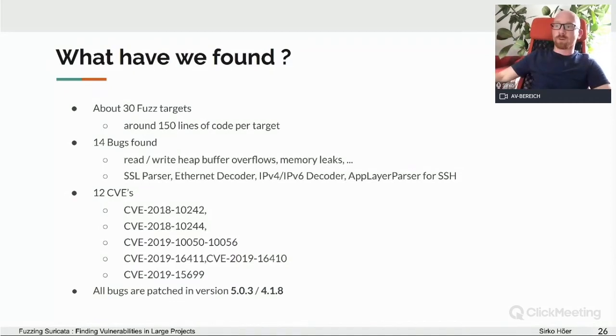What did we find? In total, we found about 14 bugs in a time period of 1 year. 12 of these 14 bugs are security related and correspond to a CVE number, and all bugs are patched in the current version. Most of these bugs are heap buffer overflows and memory leaks. One of the biggest issues was in the SSL parser. That was a write buffer overflow, and I had the potential to manipulate more than 600 bytes of raw data. This was a very critical bug.